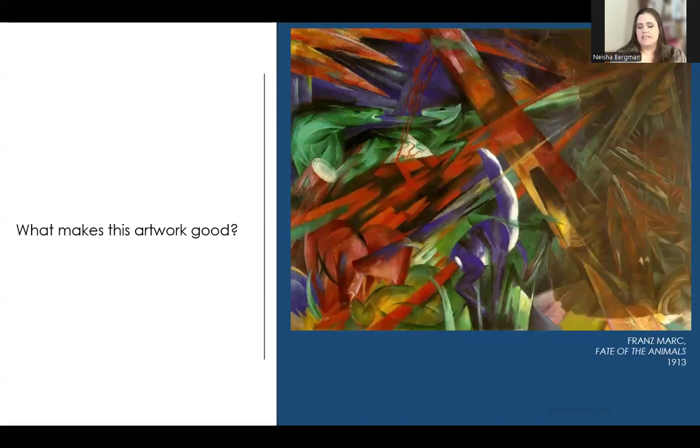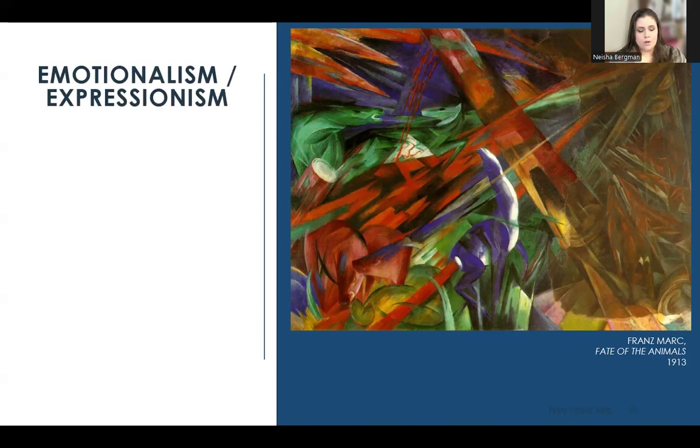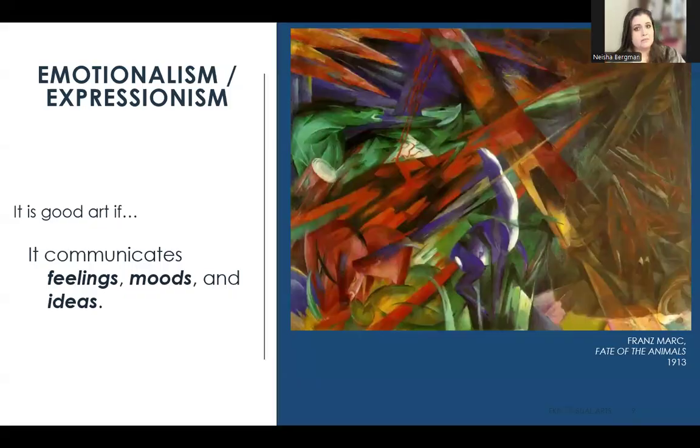In this case, this is Franz Marc. This is Beta the Animals. What makes this artwork good? For emotionalism and expressionism, it is considered really good art if it effectively communicates feelings, moods, and ideas. Now, this can be interpreted in a couple of different ways, and it can be judged by multiple. In fact, many artworks can be judged by more than one aesthetic theory. We're focusing on the emotionalism in this part.